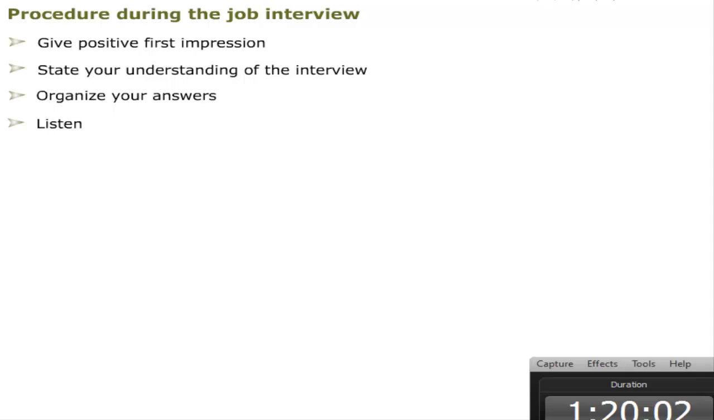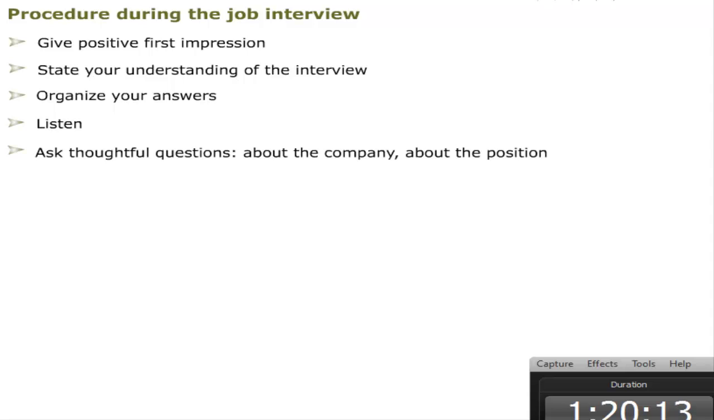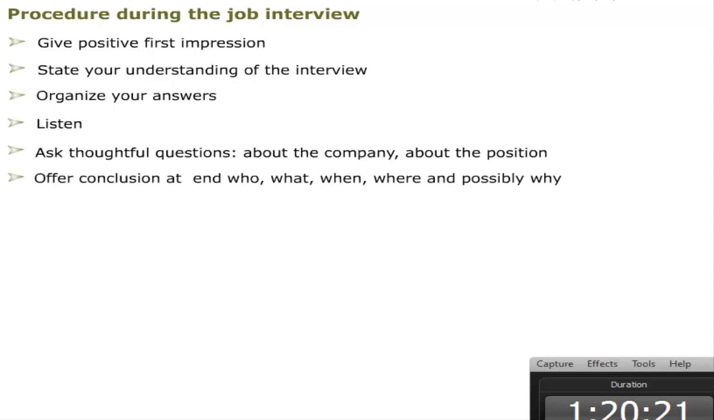Listen. This task is difficult because you may desire to do most of the talking. Avoid confrontation. Ask thoughtful questions about the company or about the position. Offer a conclusion at the end of the session.